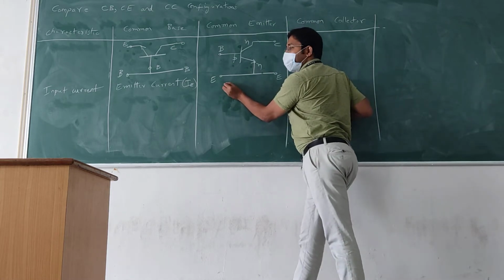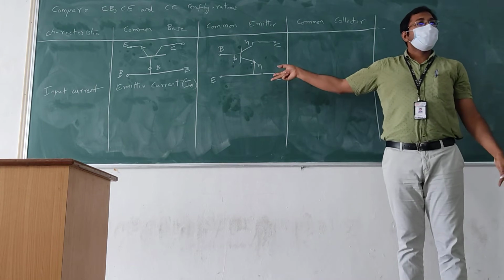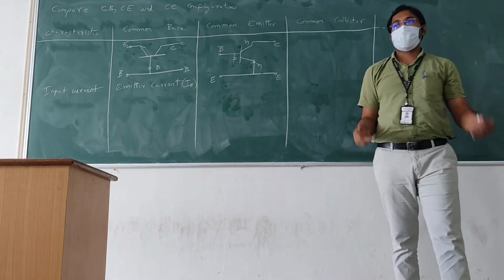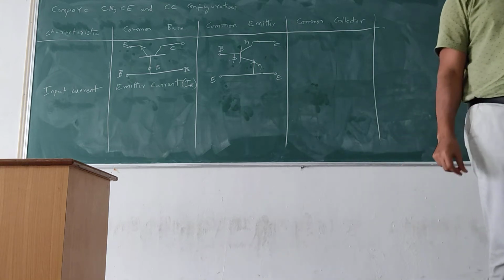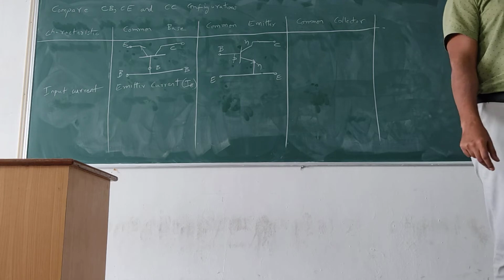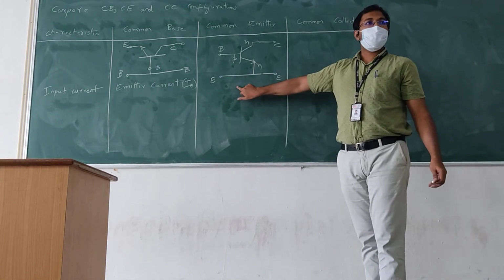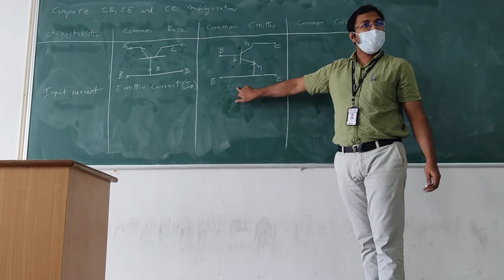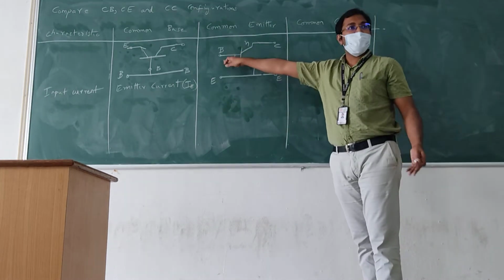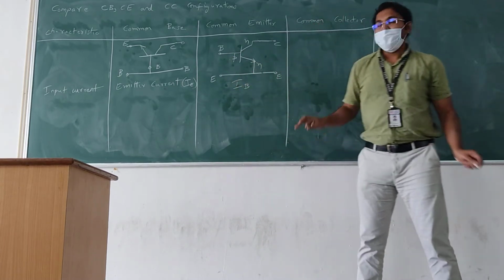What will be the input current? You can see and tell. Basic common sense is enough. Please give the answer. See, if you give answers, I know whether you understood or not. Then I know whether I should repeat or not. So please give me the answer. What is the input current in this case? IB. Why are you doubtful? Okay, IB.